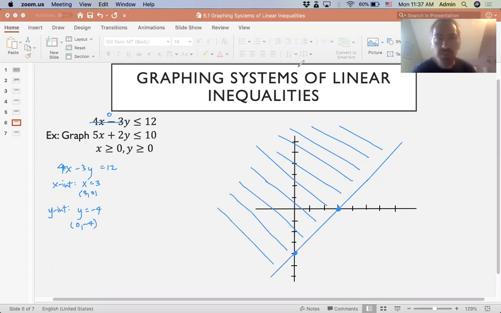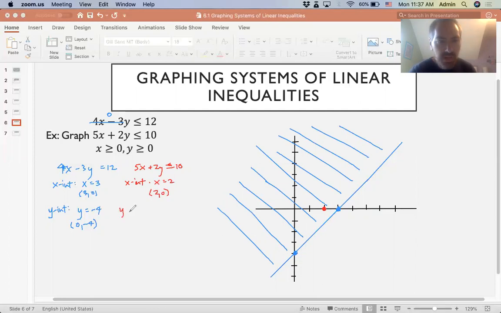Okay, then we'll do the same thing. Let's do this in red. 5x plus 2y less than or equal to 10. Letting y go to 0, we've got 5x equals 10, which gives us x equals 2. So we have the point 2 comma 0.